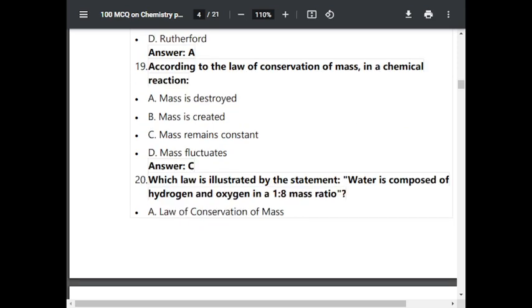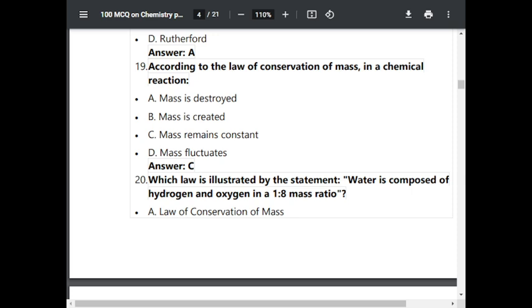Question number 19. According to the law of conservation of mass, in a chemical reaction, option A mass is destroyed, option B mass is created, option C mass remains constant, option D mass fluctuates. The correct answer is C. Mass remains constant. Option C is the correct answer.